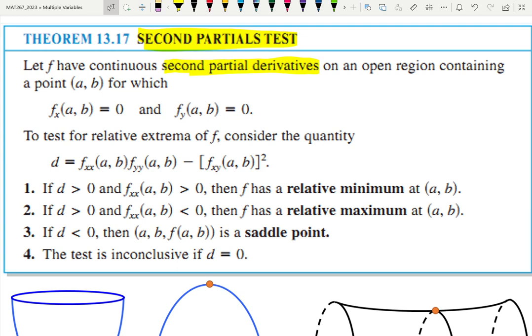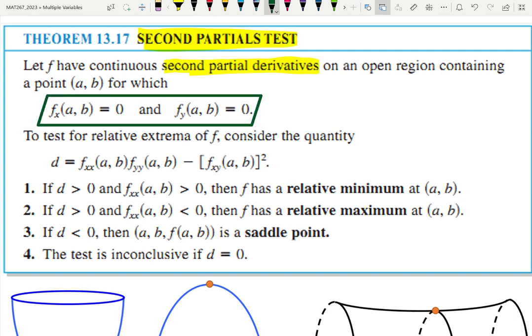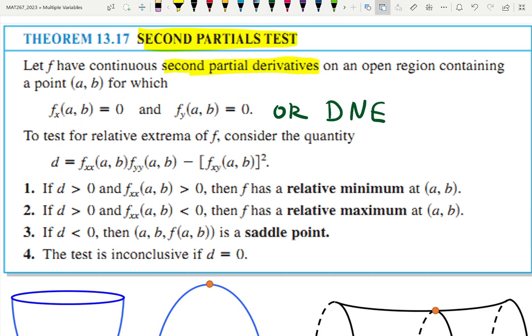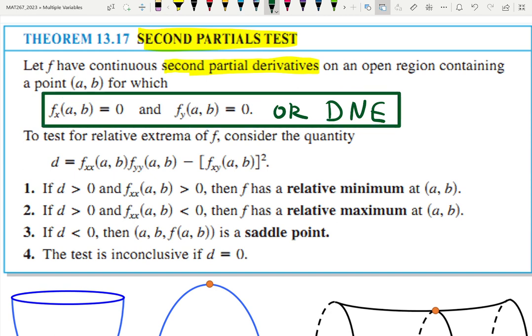F is continuous and has continuous second partial derivatives on an open region, or open interval region, it's fine, containing a point (a, b) where both partial derivatives are zero. Both partial derivatives are zero. And I will add or D and E, we just included this in the definition. 0 or D and E. Let me put them in the box. Then we have to test them to figure out if they give you a min or max.